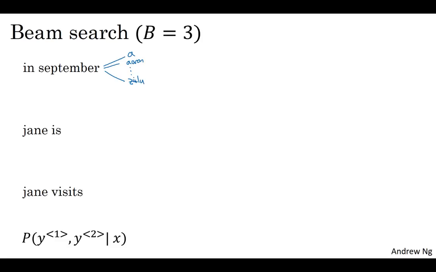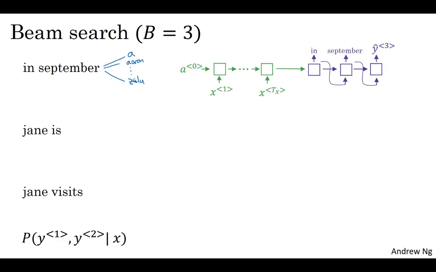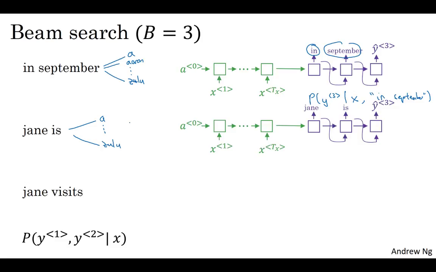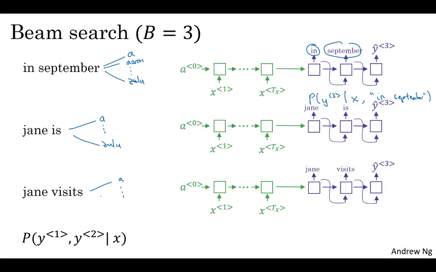And to evaluate possible choices for the third word, you use this network fragment where you hardwire the first word here to be in, the second word to be September. And so this network fragment allows you to evaluate what's the probability of the third word given the input French sentence X and given that the first two words are in September in the English output. And then you do the same thing for the second fragment, so like so, and same thing for Jane visits. And so beam search will then, once again, pick the top three possibilities.